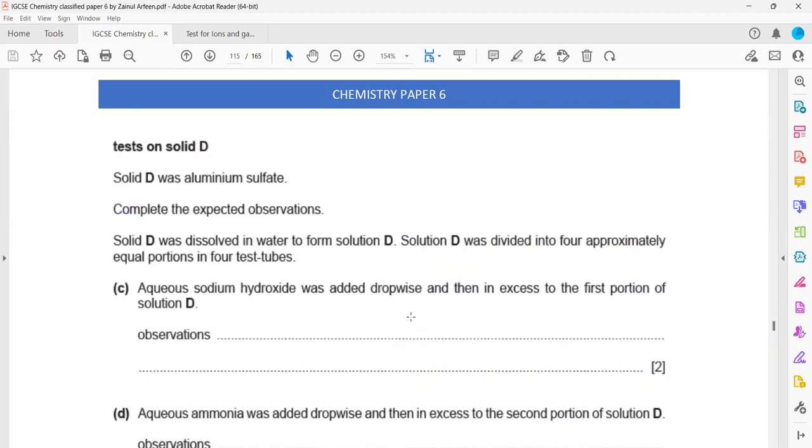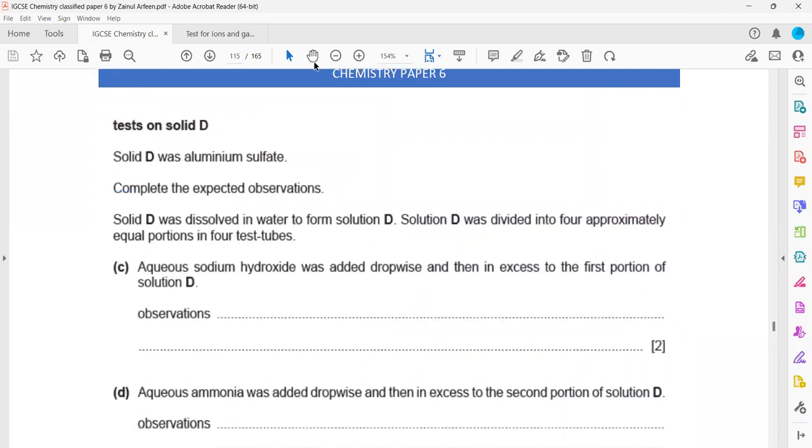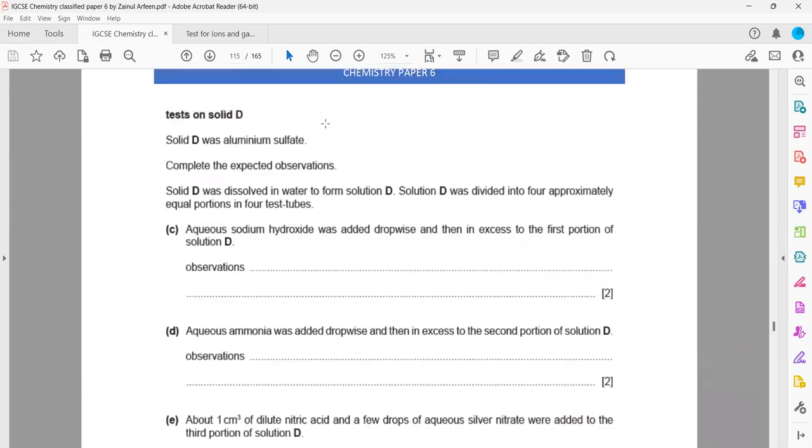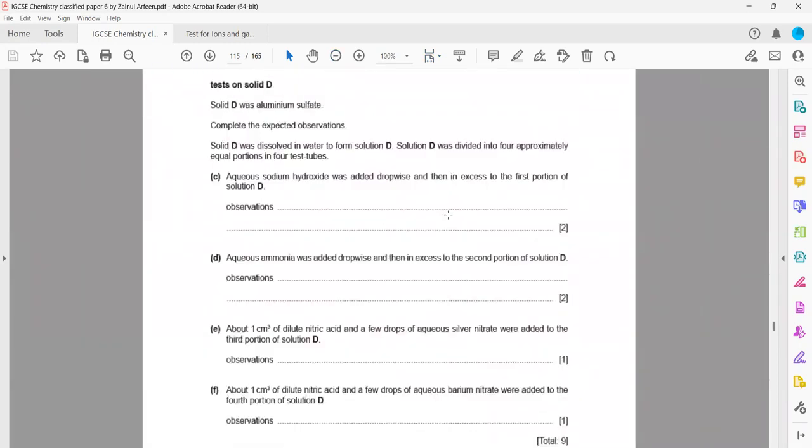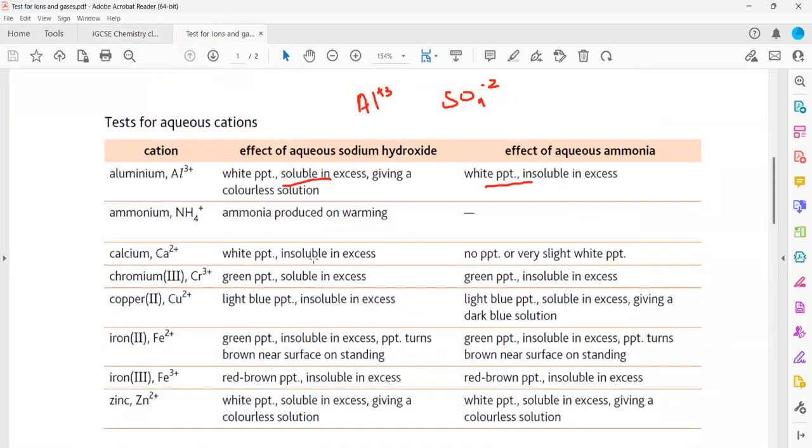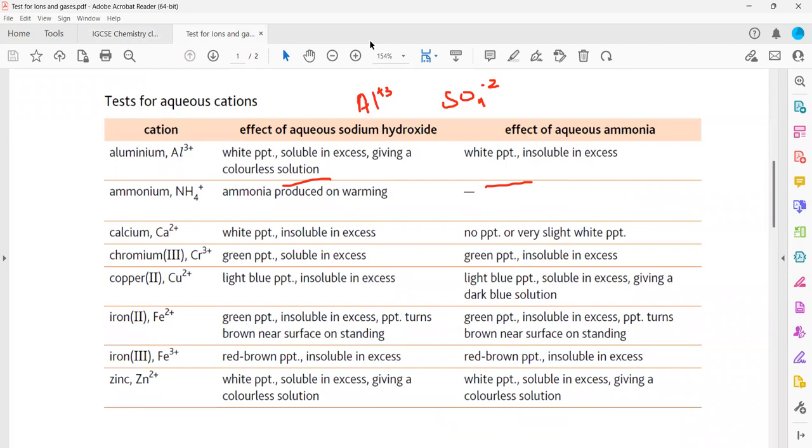Test on solid D. Solid D was aluminium sulfate. Sometimes they give you the name and you have to state the observations, and sometimes you have to write the test. So this contains aluminium ion and sulfate ion. D was dissolved in water to form a solution and divided. Aqueous sodium hydroxide was added, then in excess. If aluminium is there, a white precipitate is formed, which dissolves to give a colorless solution.